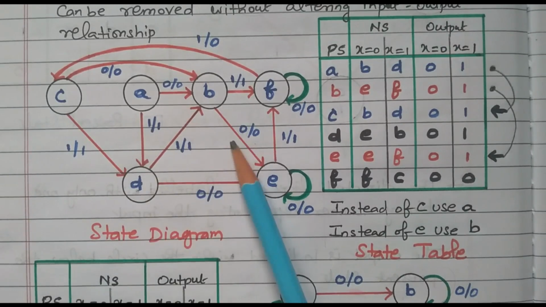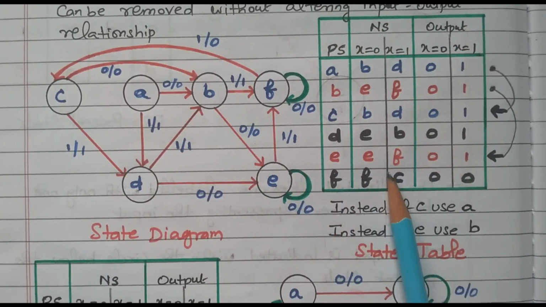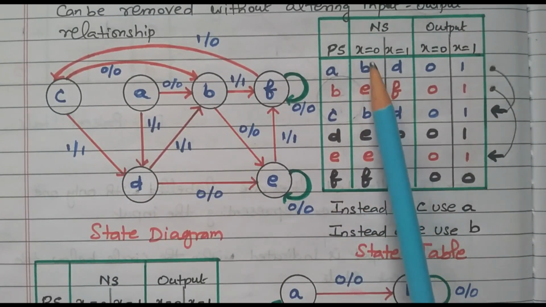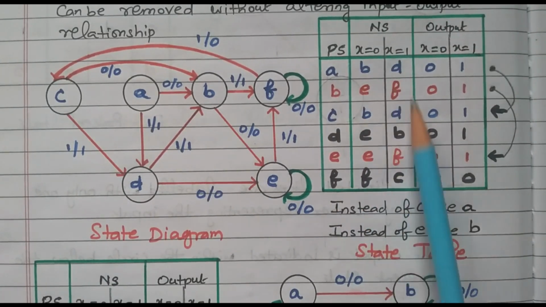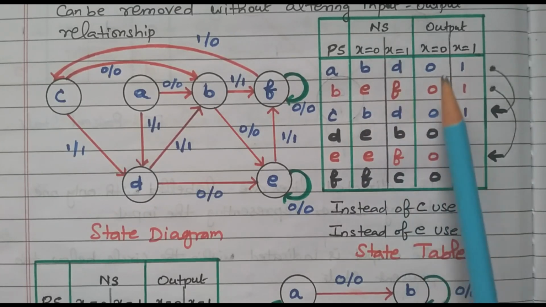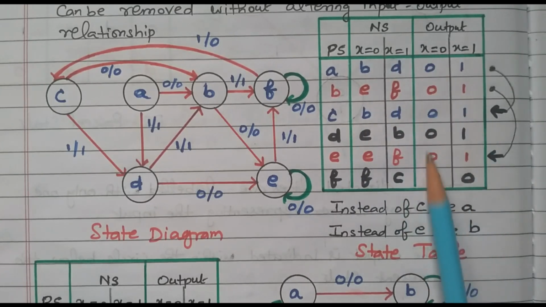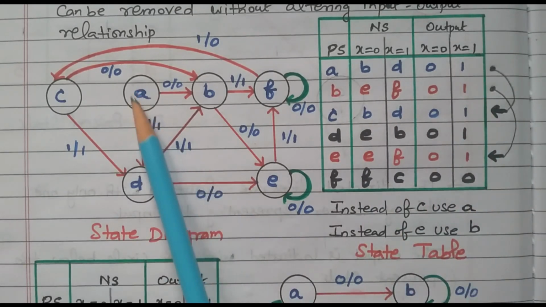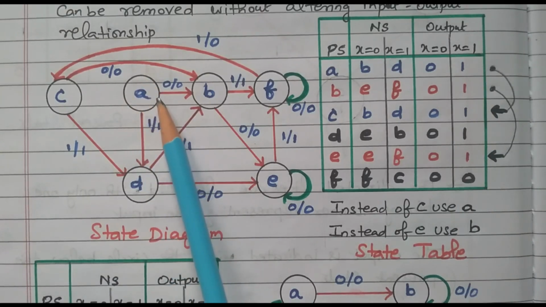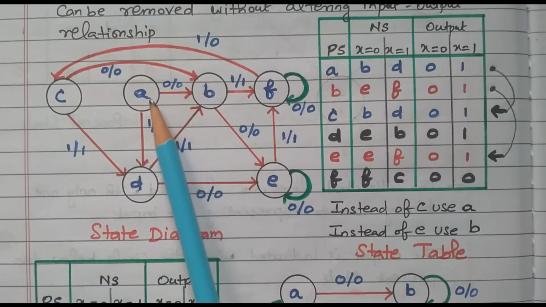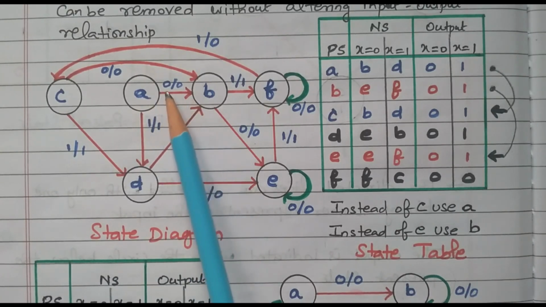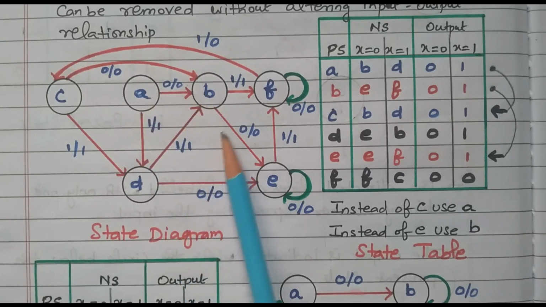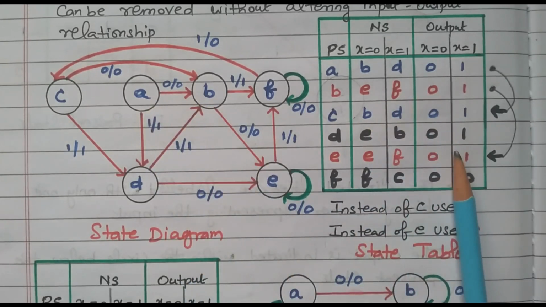So this is the state diagram. The corresponding state table is available, right? This is the present state. This is the next state when input x equals 0, and the next state when input x equals 1. This is the output when x equals 0, and this is the output when x equals 1, right? The states are indicated by circles. These directed lines go from one state to another state. This 0, 0 indicates input and output, right? So we can see this state diagram by relating it with the state table.